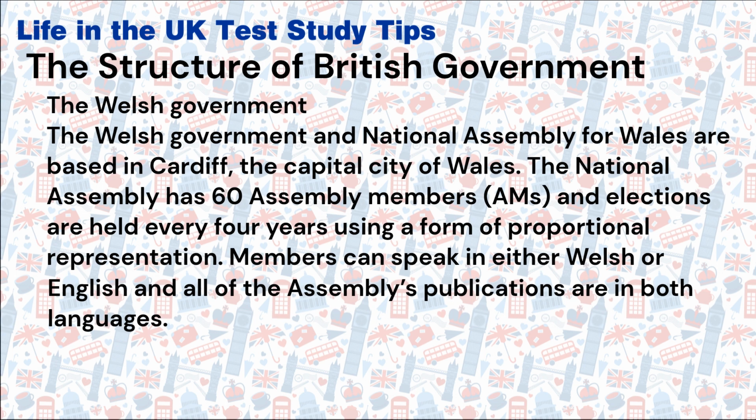The Welsh Government and National Assembly for Wales are based in Cardiff, the capital city of Wales. The National Assembly has 60 assembly members, and elections are held every 4 years using a form of proportional representation. Members can speak in either Welsh or English and all of the Assembly's publications are in both languages.